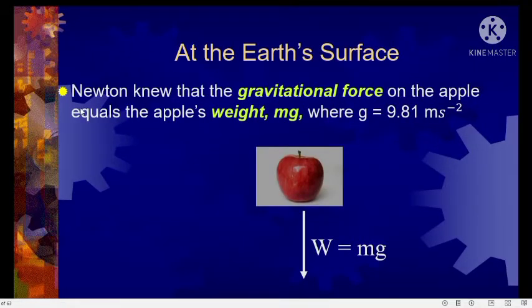Okay, let's look at this situation. At the Earth's surface, Newton knew that the gravitational force on the apple equals the apple's weight, mg, where g equals 9.81 meter-second to the power -2. So for this apple, there is a gravitational pull that acts downward that we call the weight of the apple. And we can calculate the weight as W equals mg.